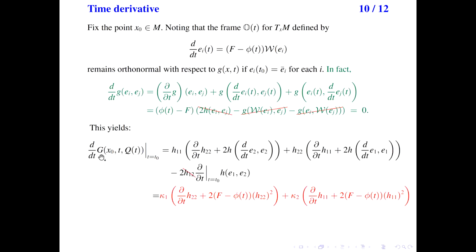Then we can compute the time derivative of this function G. This function G now depends only on the time t, because here O_t depends on t, and we fix the point x0. And we get that the time derivative of G when time t is equal to t0 is given by these terms. Here there are some terms on the time derivative of the second fundamental form.